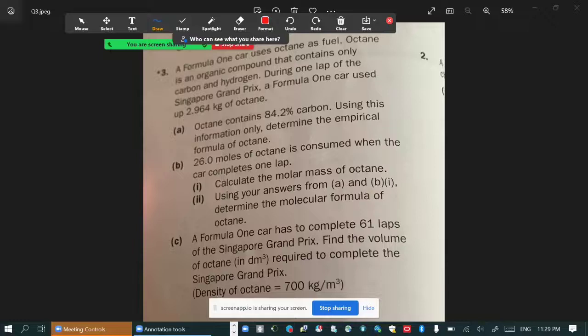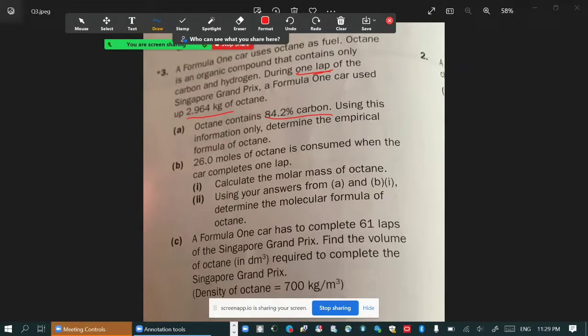A Formula One car uses octane as fuel. Octane is an organic compound that contains only carbon and hydrogen. During one lap of the Singapore Grand Prix, a Formula One car used up 2.964 kilogram of octane. So one lap, 2.964 kilogram. Octane contains 84.2% carbon. Using this information only, determine the empirical formula of octane.